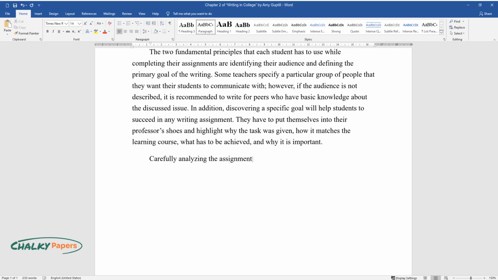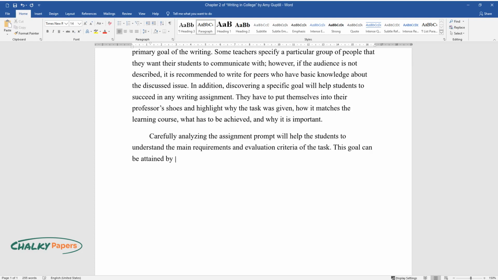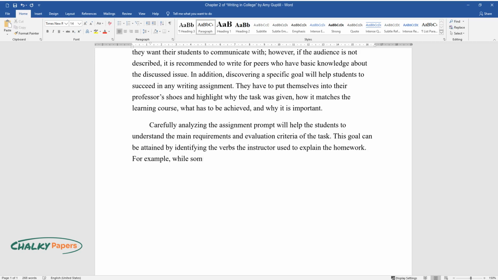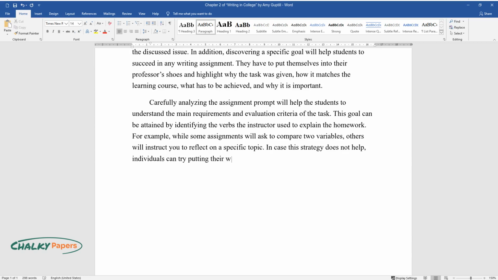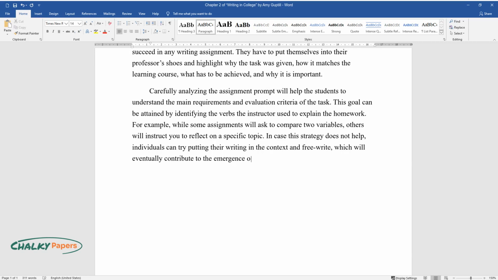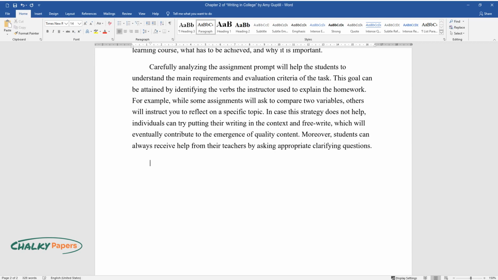Carefully analyzing the assignment prompt will help the students to understand the main requirements and evaluation criteria of the task. This goal can be attained by identifying the verbs the instructor used to explain the homework. For example, while some assignments will ask to compare two variables, others will instruct you to reflect on a specific topic. In case this strategy does not help, individuals can try putting their writing in the context and free write, which will eventually contribute to the emergence of quality content. Moreover, students can always receive help from their teachers by asking appropriate clarifying questions.